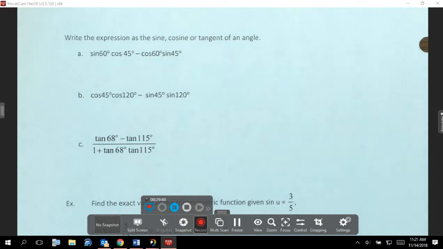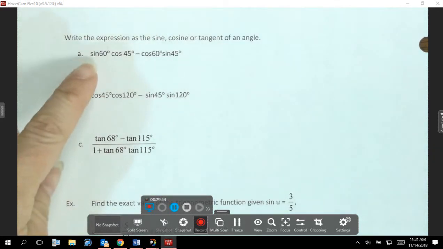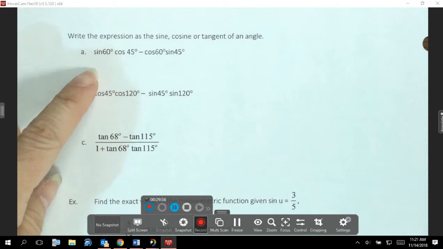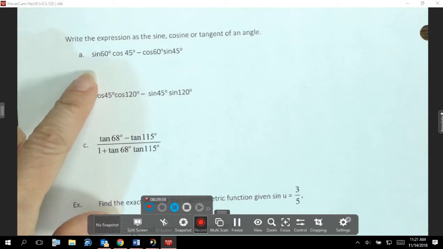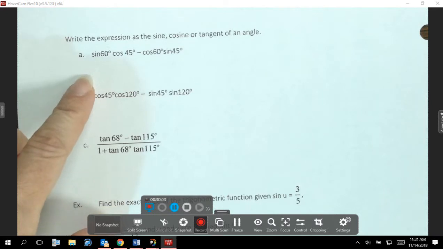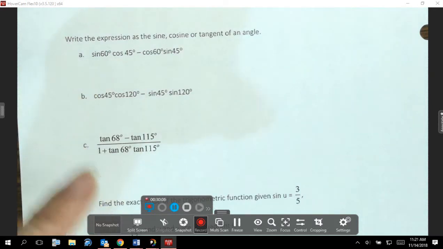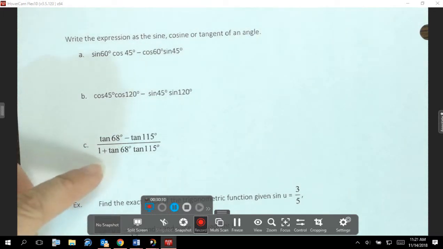All right, this next one says to take this expression and write it as one trigonometric ratio of an angle. So when I look at this, I have to figure out if this is sine, cosine, or tangent. How do you know it was sine? Formula. Yeah, the sine formula starts with sine. The cosine formula starts with cosine. And the tangent formula has tangents in it, so I think we already know what they are.